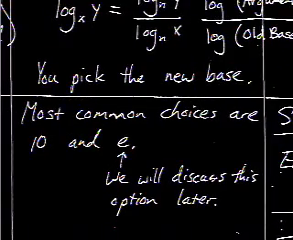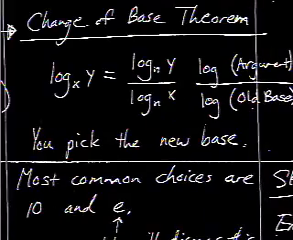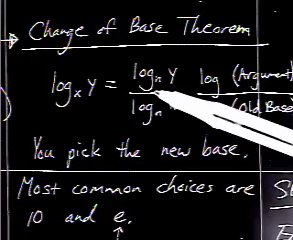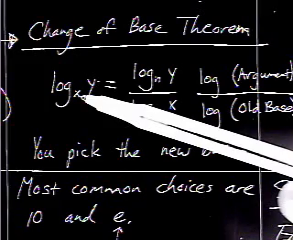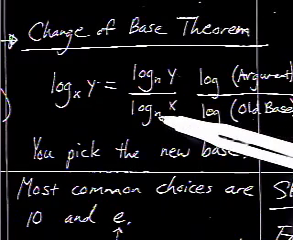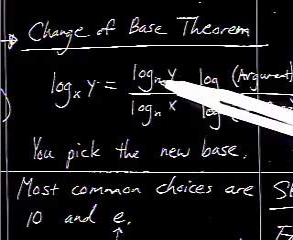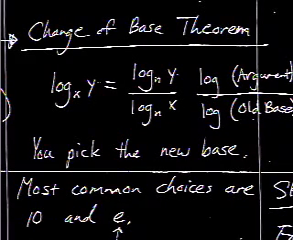But as I said a few minutes ago, we'll discuss this option of using base E later, so I wouldn't worry too much about that right now. But understand this theorem. Here's your argument, and here's your old base. We could take the logarithm of the argument and divide the whole thing by the logarithm of the old base. And like I said, you get to pick the base that you want. We are many times going to be choosing base 10. Sometimes it's useful to choose base E. So let's look at example 1.